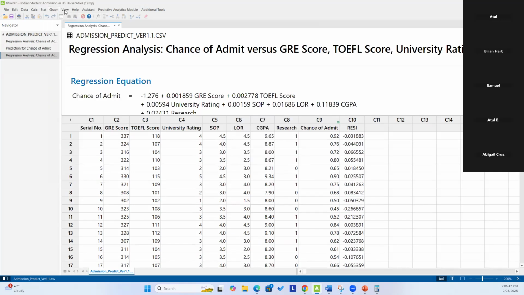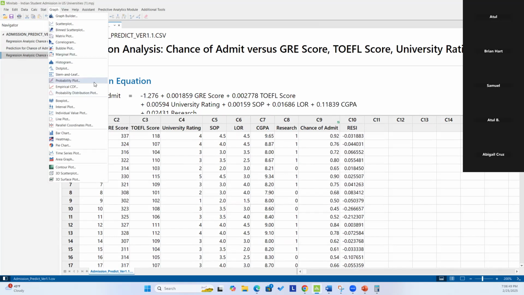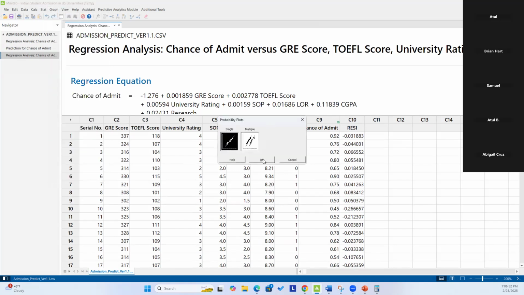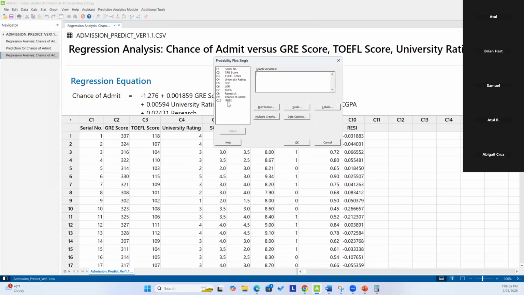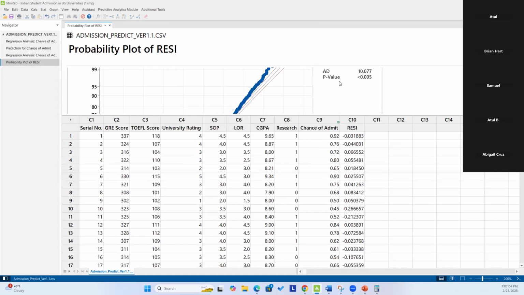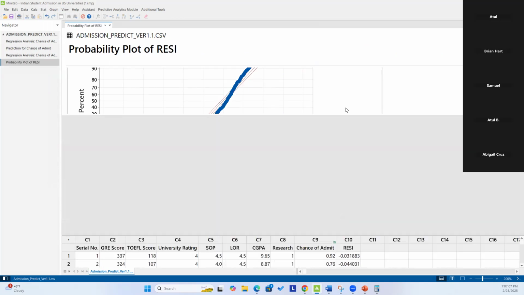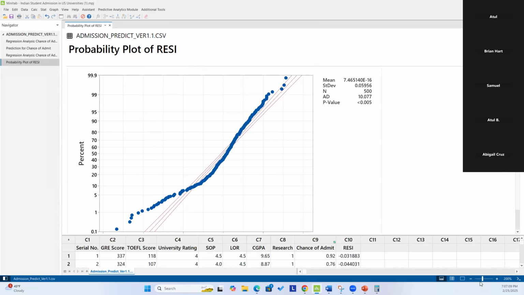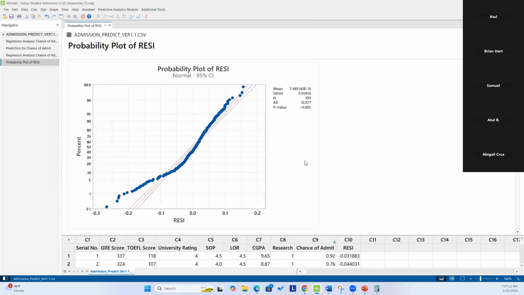Probability plot. Graph and probability plot. And here I look into this, and here I can see the residual, and you can see. Now, against the same hypothesis is here, and I also explained it in the PDF. Look into this. Why is this not popping up?